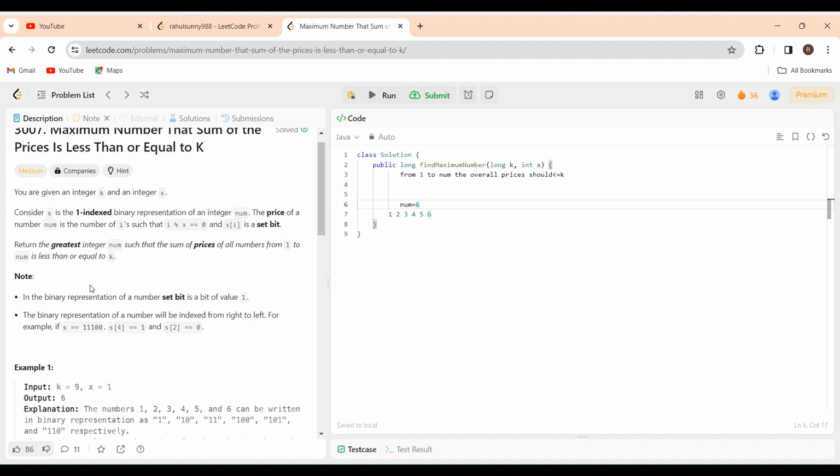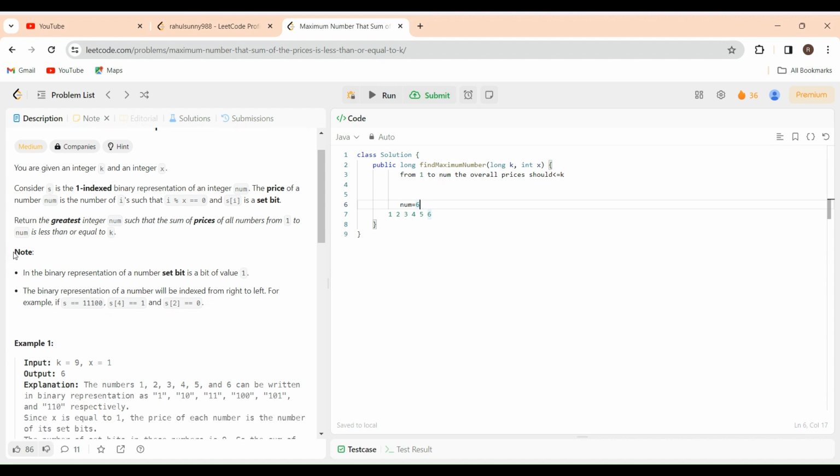Let's take note of this. In the binary representation of a number, a set bit is a bit of value 1, as I said earlier. The binary representation of a number is indexed from right to left. For example, if s is equal to 1100, then s[4] is equal to 1 and s[2] is equal to 0. Indexing goes 1, 2, 3, 4, represented from right to left.